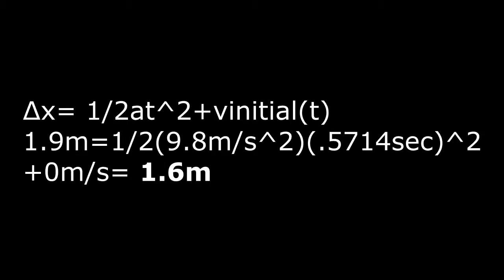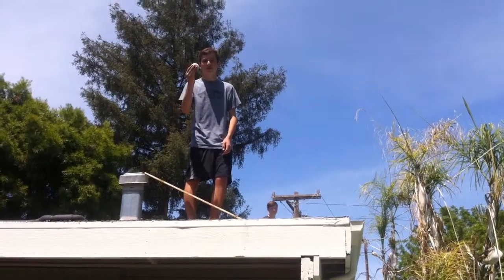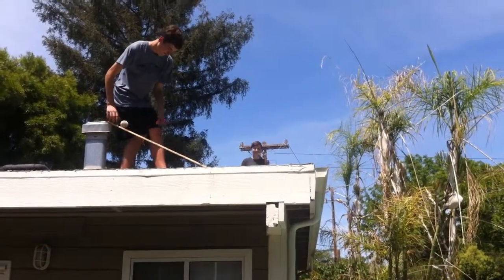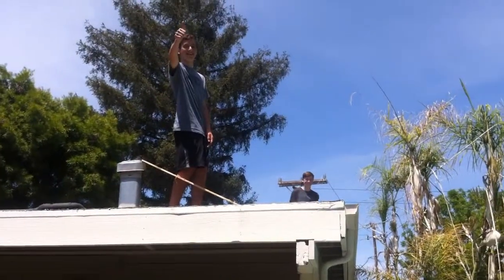Using the values we calculated and the equation for calculating horizontal displacement, we concluded that the ball would fall 1.6 meters from the roof, just 0.3 meters short of the pool. According to our calculations, this should land short. Let's see. Wow! We were right! That was some solid physics right there.